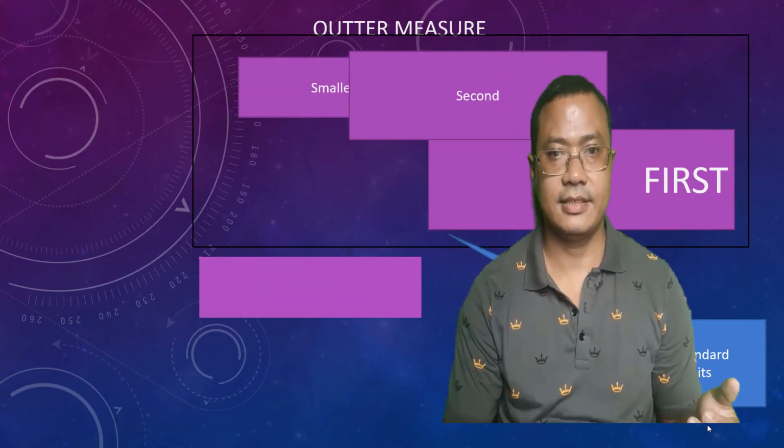Because we are taking the standard unit bigger than the area of the rectangle we want to measure, that is why it is called outer measure. We take the bigger unit from the collection of standard units, and we keep on decreasing till it hits exactly the area of the rectangle that we wanted to measure. That is why it is called outer measure.